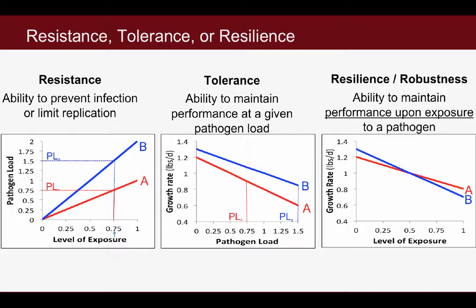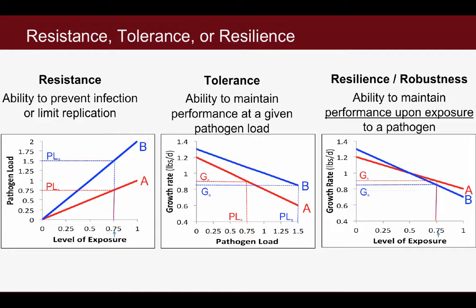And you can see that in the tolerance graph, where for those levels of exposure and the associated pathogen loads, animal A has a higher growth rate than animal B. And you can also see that directly in the resilience graph, where for a level of exposure of 0.75, animal A has higher growth rate. However, for lower levels of exposure, animal B would be the preferred animal.